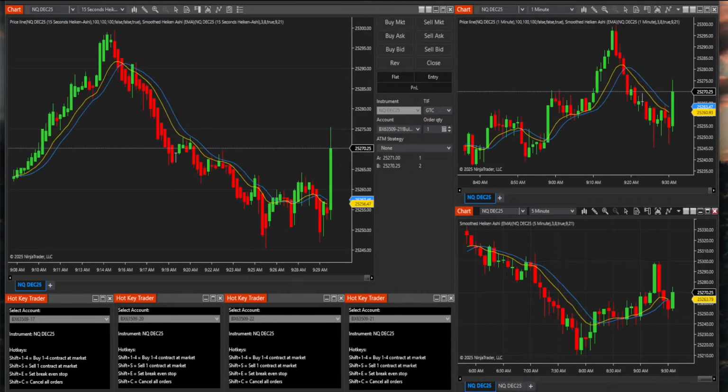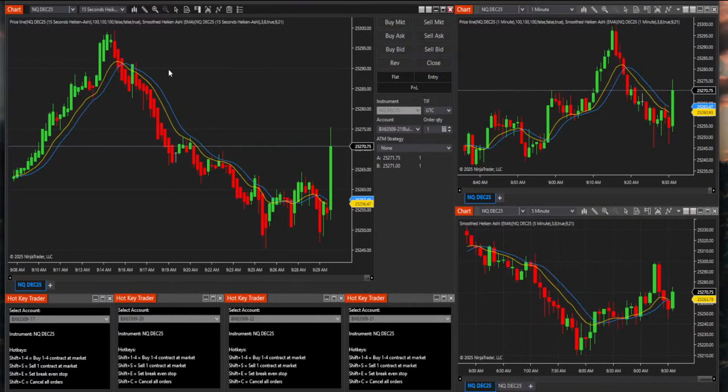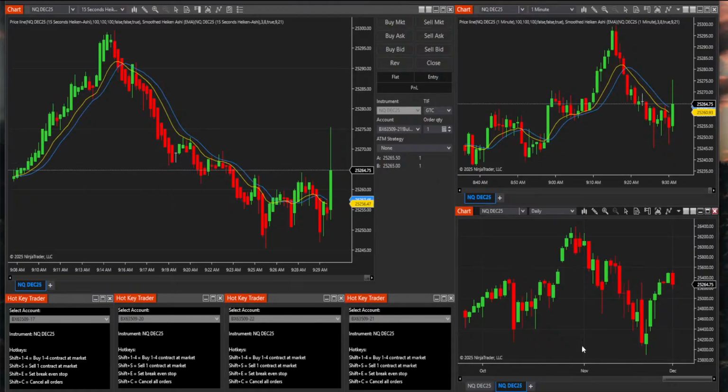Okay, so let me explain the screen. This right here is a 15-second Heiken Ashi chart. I'll explain why I have 15 seconds, because I have a strategy that I have developed that I've passed one evaluation using it already. And over here on the top right, we have a 1 minute, and then the bottom right, we have a 5 minute.